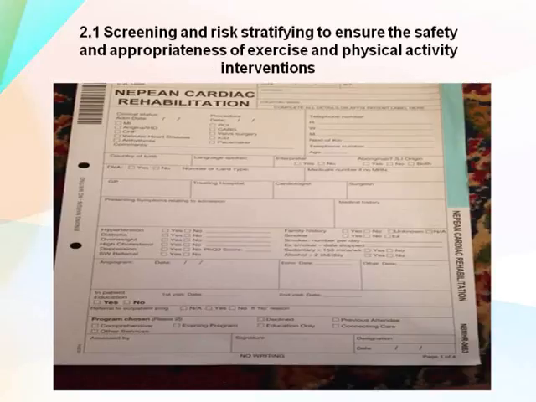Scope 2.1 is the screening and risk stratifying to ensure the safety and appropriateness of exercise and physical activity interventions. For this artifact, I have chosen the Nepean Hospital Initial Assessment Screening Questionnaire. Pre-screening and risk stratifying is a useful tool an exercise physiologist can use to determine their exercise status.